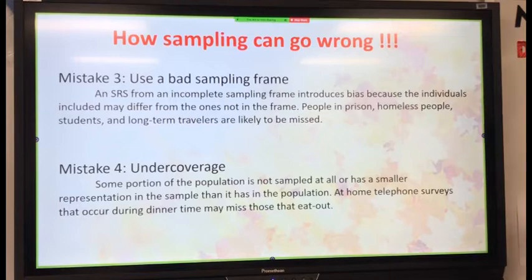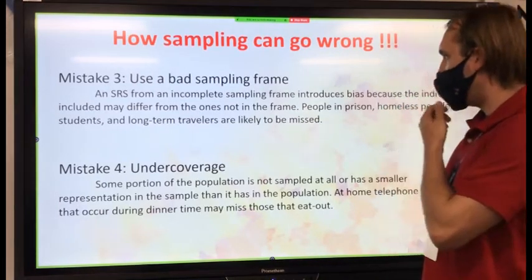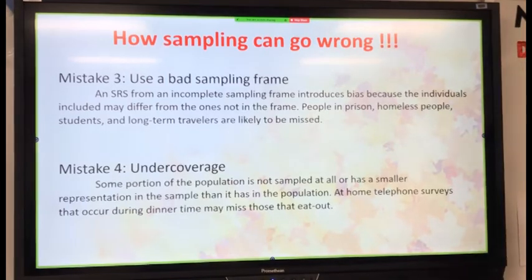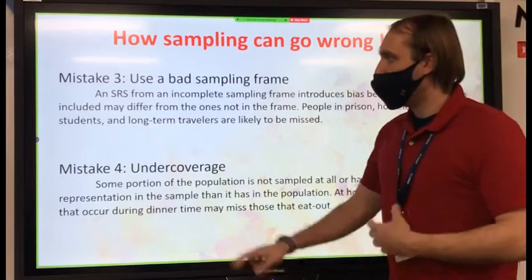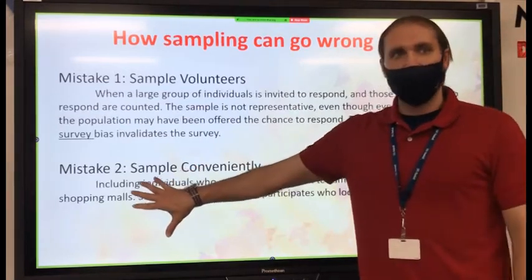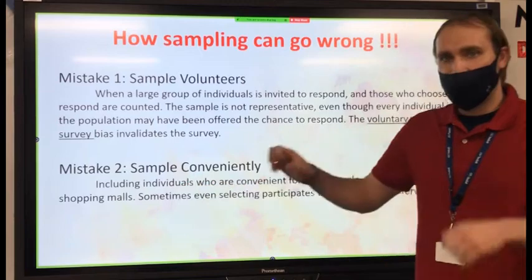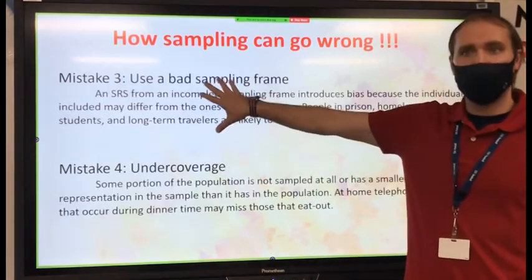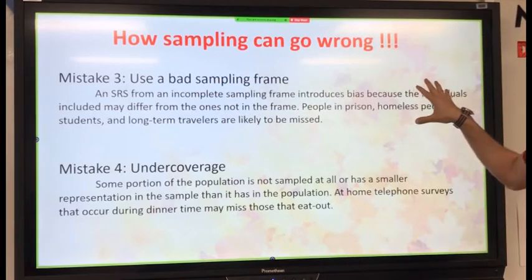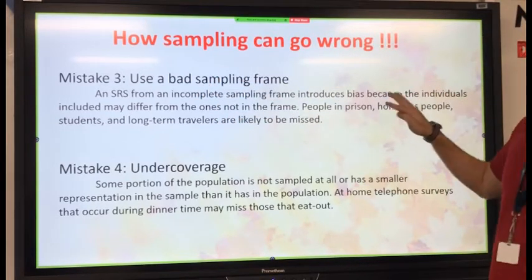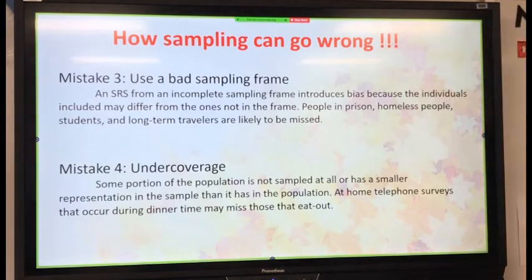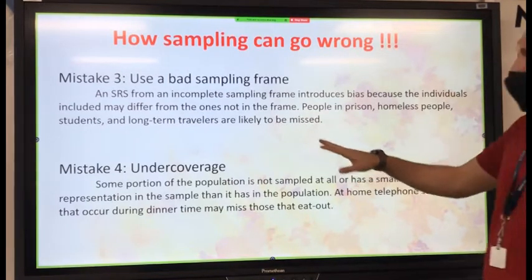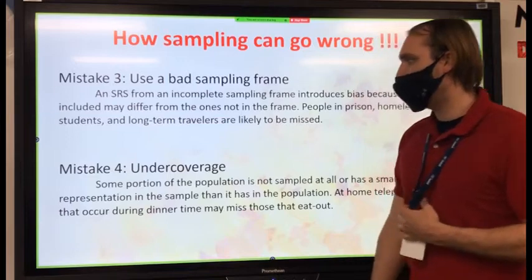Mistake number 3, using a bad sampling frame. An SRS from an incomplete sampling frame introduces bias because the individuals included may differ from the ones not in the frame. So I want to say, you use this bias. People on the internet, right? I just want to take them because it's easy for me to grab people from the internet. Well, you also get a bad frame because what about the people not on the internet? What do they like to say? What are their opinions? Also, people in prison, homeless people, students, and long-term travelers are likely to be missed.